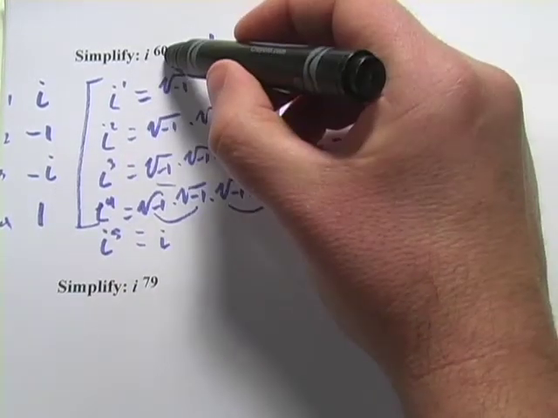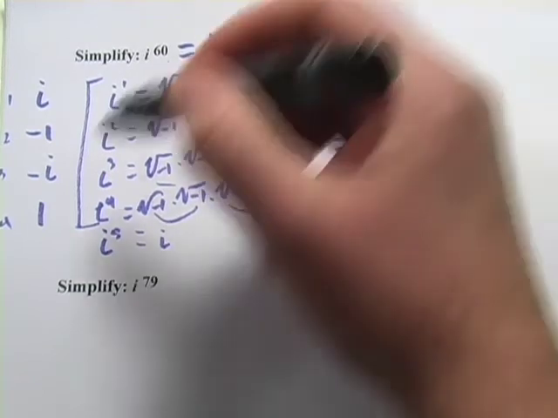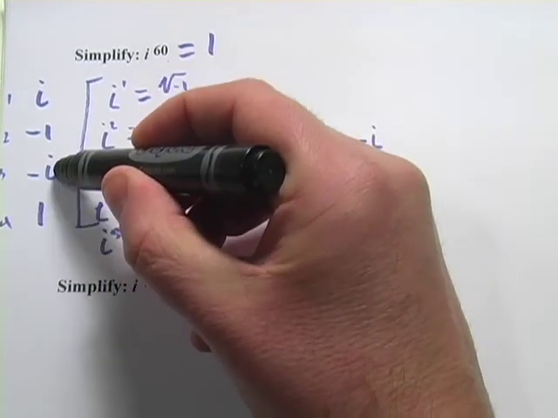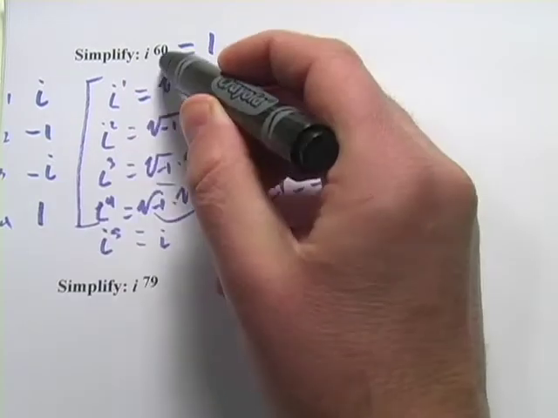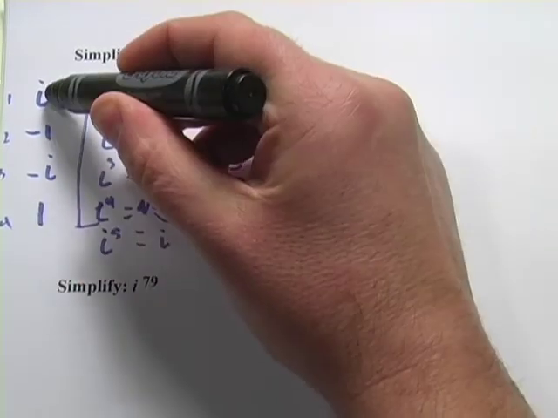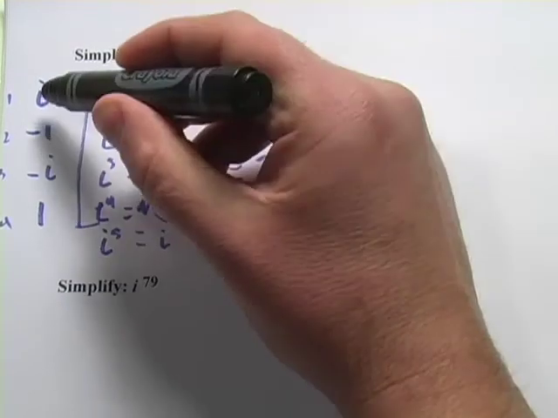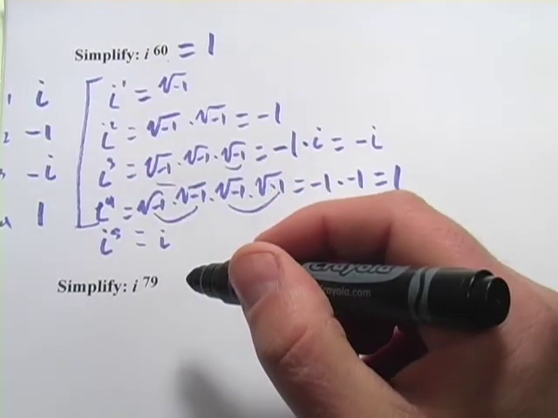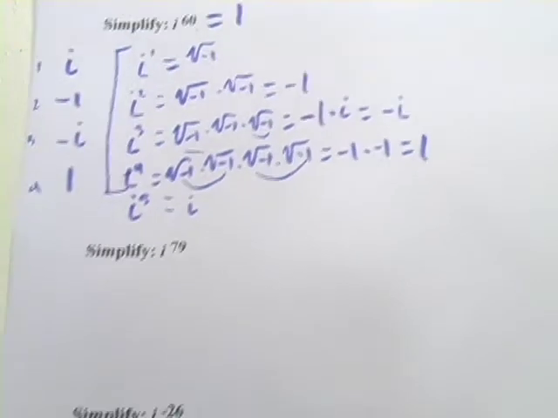Now, if this was 59, I would have said, okay, 60 is a multiple of 4, but I want to go 1 down. I'd end up at -i. If this was 61, I'd say, well, 60 is a multiple of 4, but I got to go 1 up. I'd start over at the top with i. So i to the 61 would be i. All right. Let's try the next one.